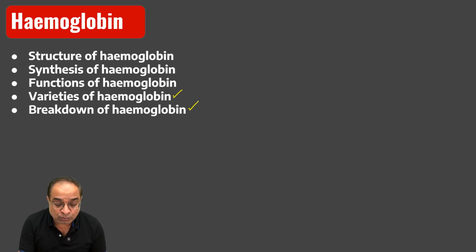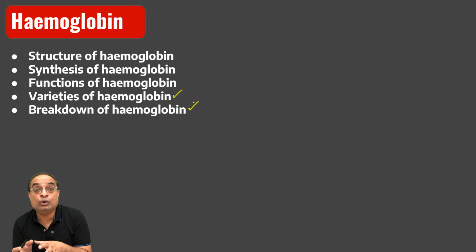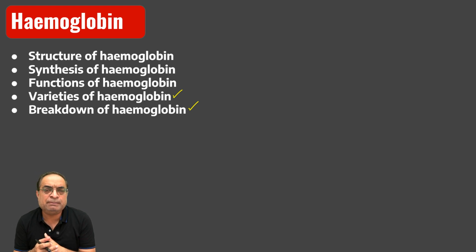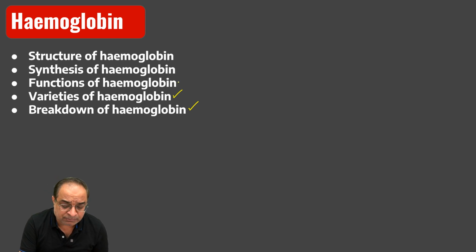What happens when hemoglobin breaks down into heme and globin? Globin is the protein part, right? Reutilized. And heme is the iron containing part. We'll discuss how bilirubin and biliverdin are formed. What are the functions of hemoglobin?